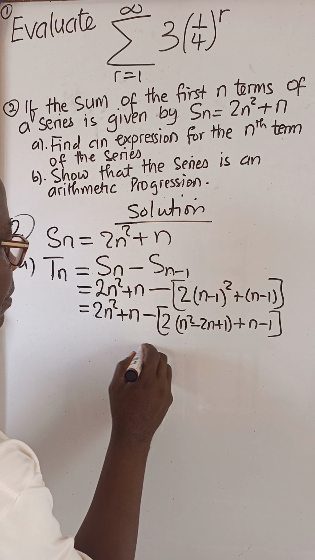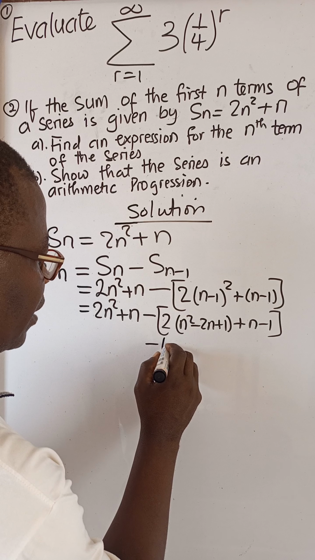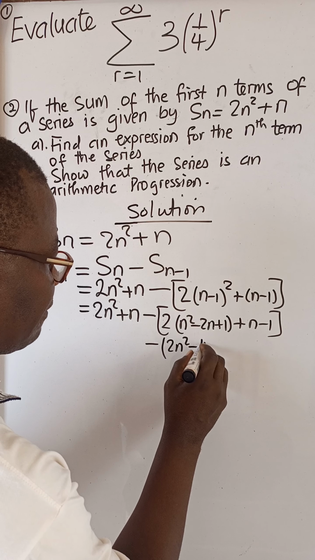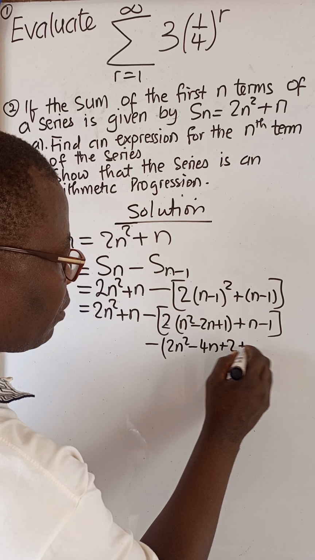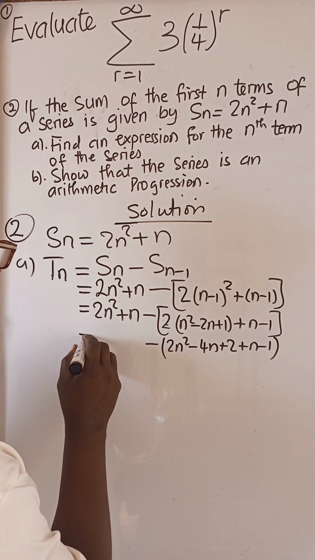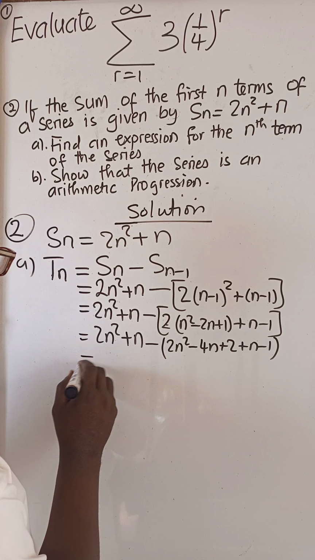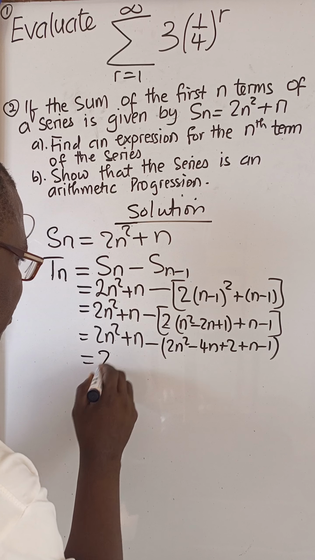All right, let's open that bracket. So it becomes 2 multiplied to n squared, 2n squared, 2 multiplied to negative 2n, negative 4n, 2 multiplied to 1, plus 2, and then plus n minus 1. All right, so we are having 2n squared plus n minus all of that.